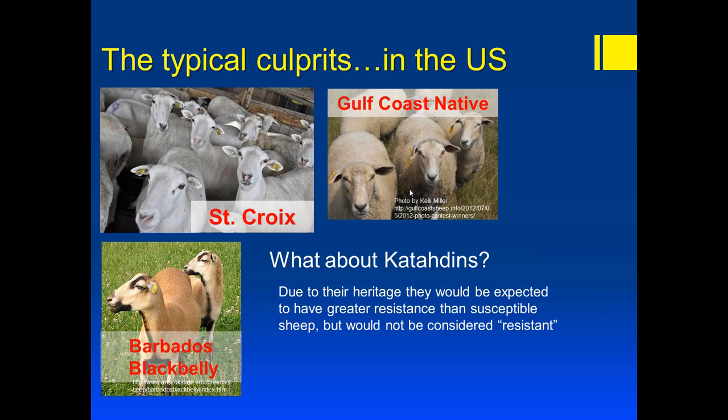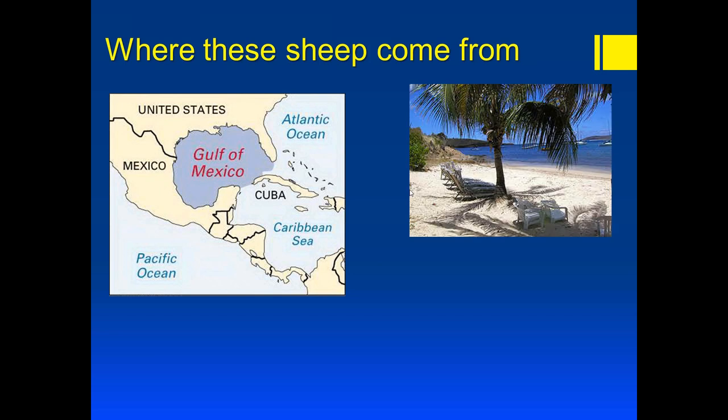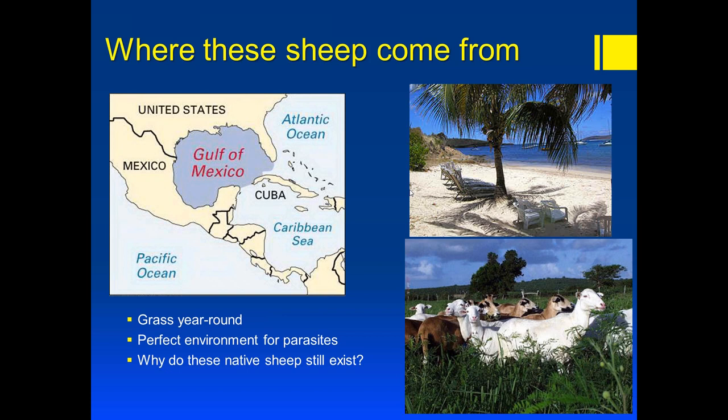So Katahdins tend to land intermediate in their resistance, certainly more resistant than the Suffolk, but less resistant than the St. Croix. So these are our typical culprits. Where do they come from? These sheep originate from areas close to the equator, the Gulf of Mexico and the Caribbean Sea. When you think about these areas of the world, think very tropical climates, places that are loaded with grass, where you've got grass year-round. You've got those warm and hot, wet climates year-round. It's a perfect environment for parasites, but why do these sheep still exist?